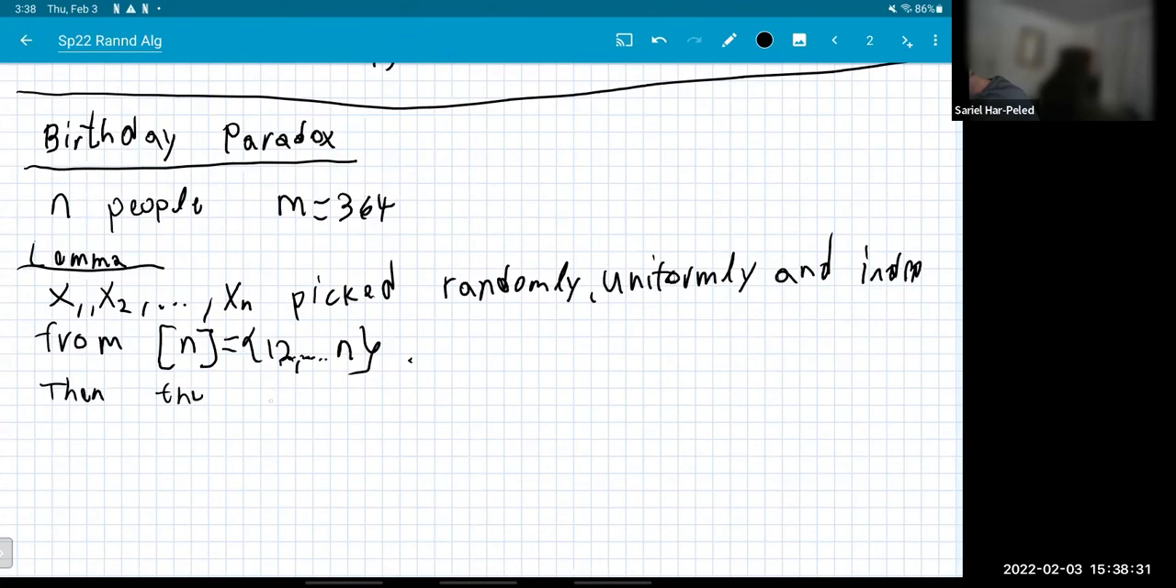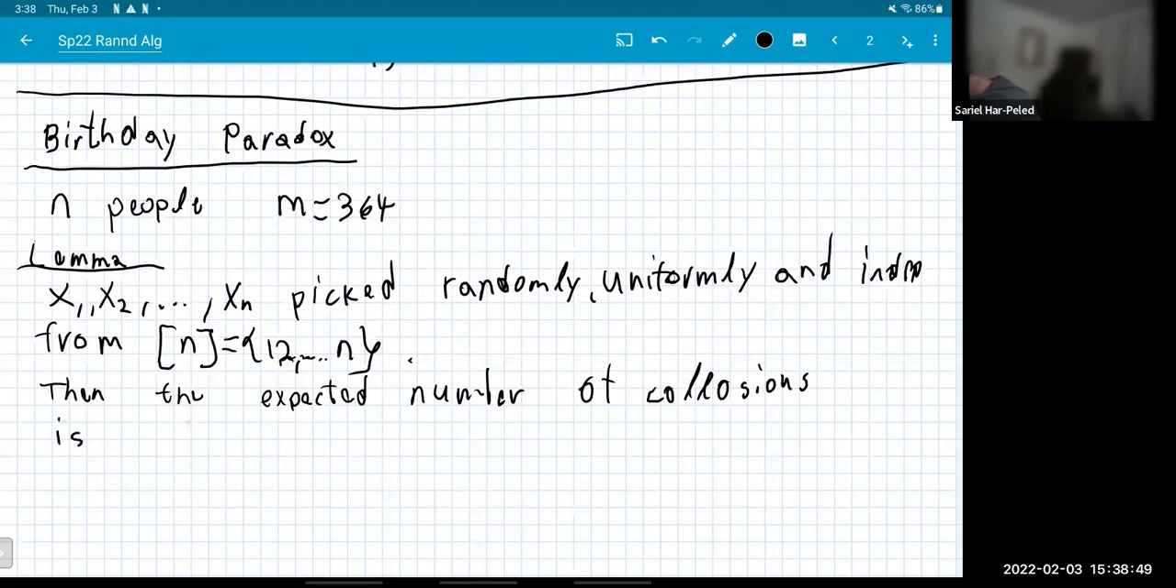the expected number of collisions is n choose 2 times 1 over n. Okay, what is a collision? A collision is two variables xi and xj that have the same value, right? For our people version, this would be that there are two people with the same birthday, right?